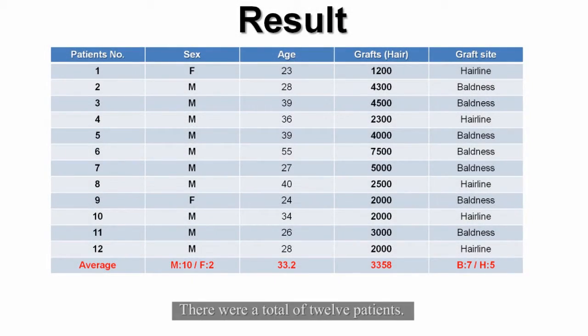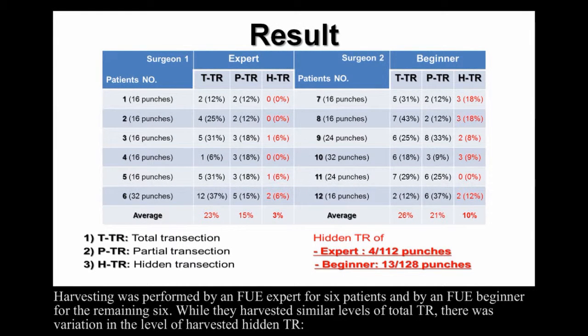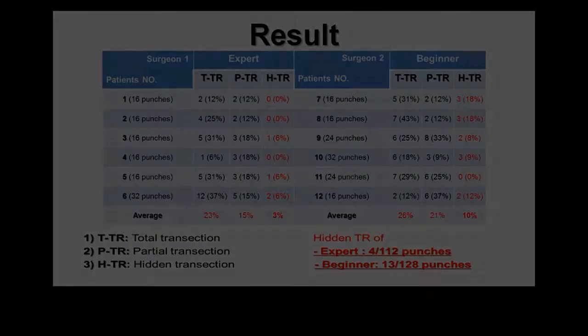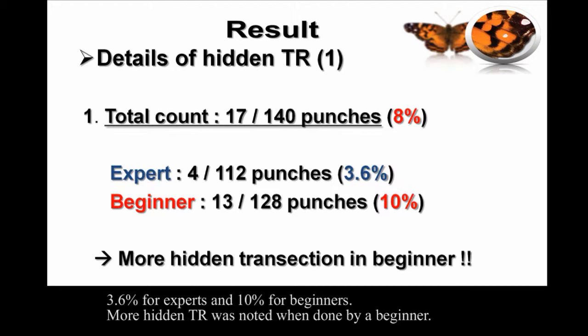There were a total of 12 patients. Harvesting was performed by an FUE expert for 6 patients and by an FUE beginner for the remaining 6. While they harvested similar levels of total TR, there was variation in the level of harvested hidden TR, 3.6% for experts and 10% for beginners. More hidden TR was noted when done by a beginner.